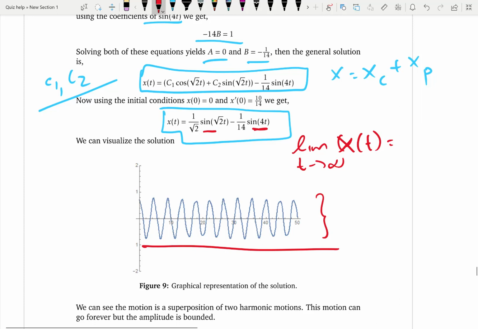Let me finish on this note. You should be able to look at the final solution and the scenario of the problem, whether damping is there or a driving force is there, and you should be able to argue what happens in every case.